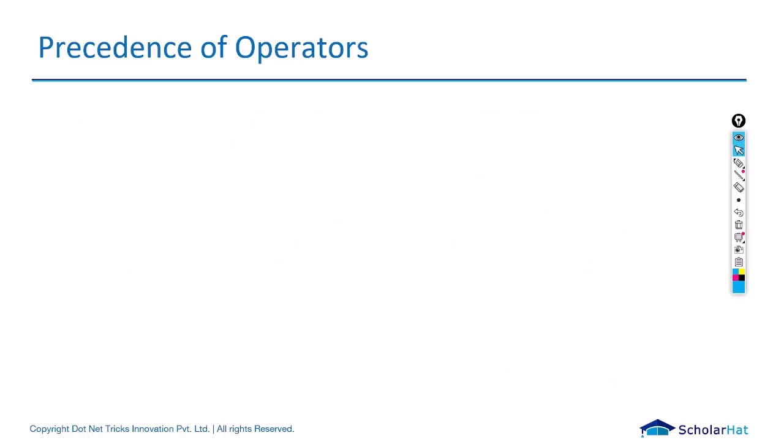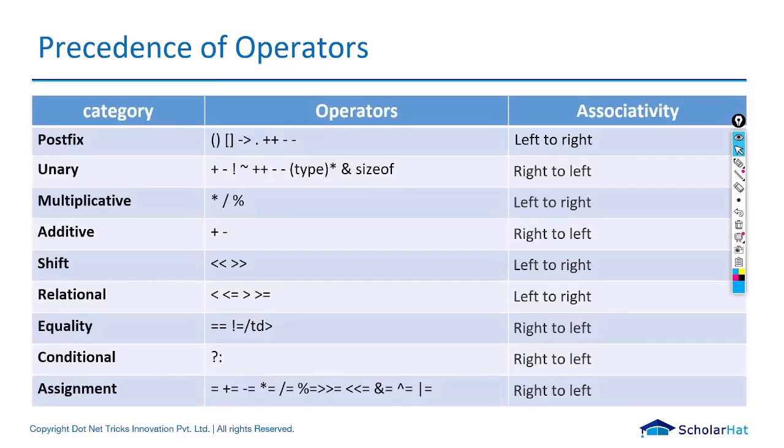Now we'll move forward with the precedence of an operator. The precedence of an operator specifies which operator will be evaluated first and next. The associativity specifies the direction in which the operator is evaluated. It may be left to right or right to left. Here different operator categories are given: postfix, unary, multiplicative, additive, shift, relational, equality, conditional, and assignment operators. We already saw what the unary operators, binary operators, and ternary operator are.